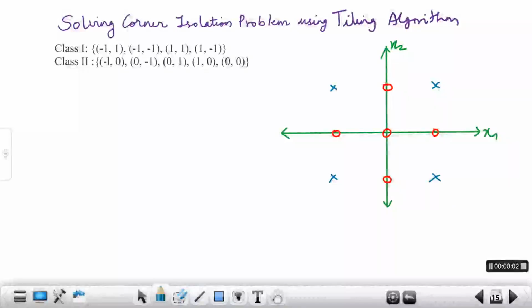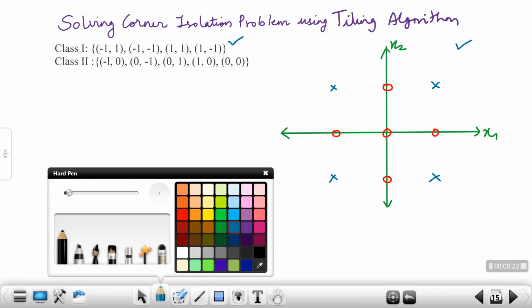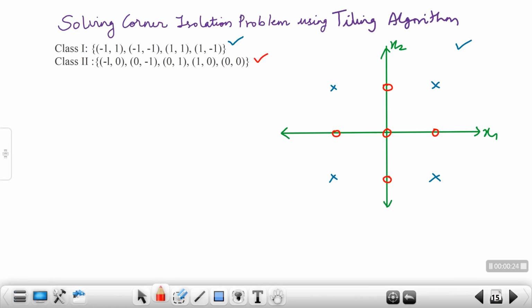Now we shall see how to solve the corner isolation problem using the tiling algorithm. So we are given the corner isolation problem in which the patterns indicated with blue crosses belong to class 1, that is (-1, -1), (-1, 1), (1, 1) and (1, -1), and the rest of the patterns belong to class 2 as indicated by zeros.